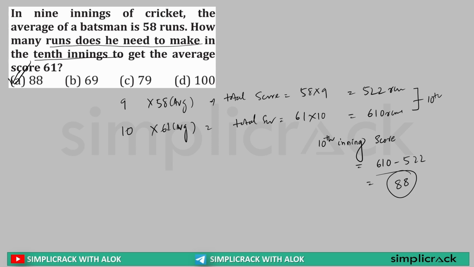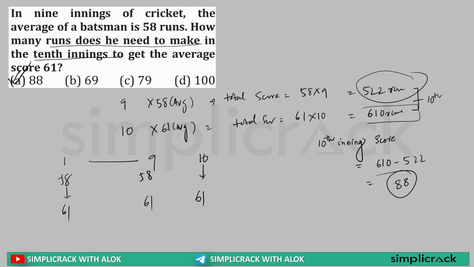Clear? The 10th innings score has been added here. It was not there in the 9 innings, so if I take the difference, I'll get the answer. Yes or no? Yes, sir. Or you can take it this way, sir. He played 9 innings, 1 to 9. Each innings had 58 as the average. After playing the 10th innings, the average becomes 61. So the total average has increased by 3.